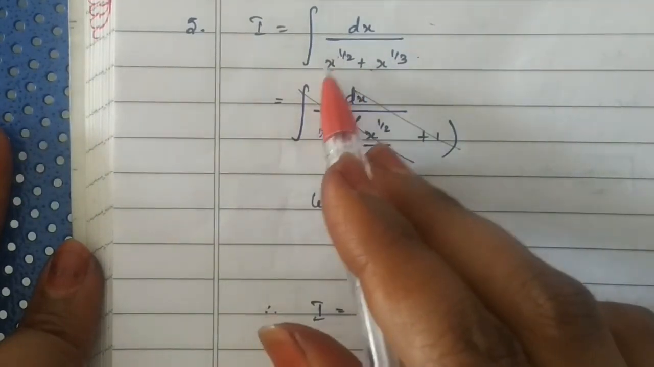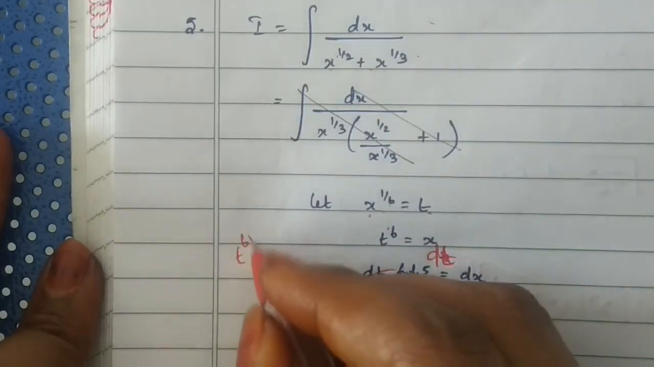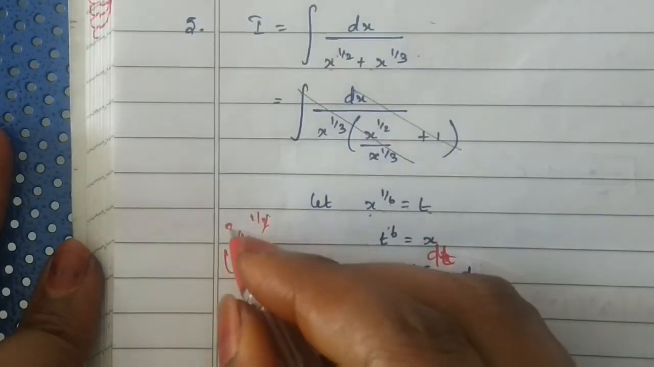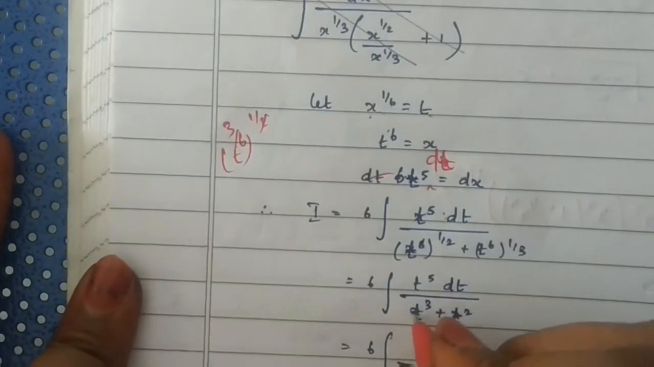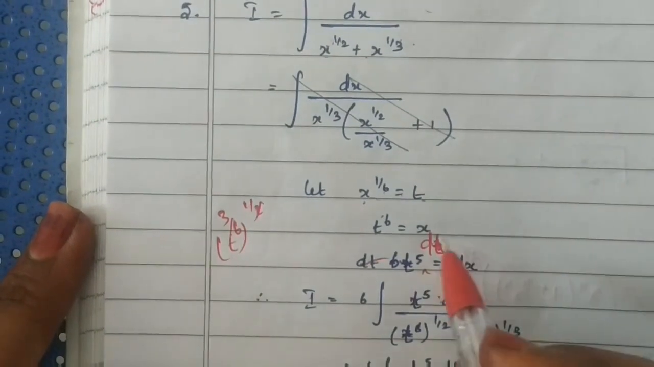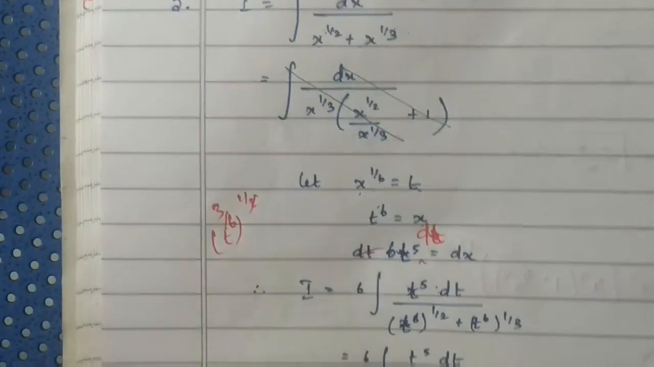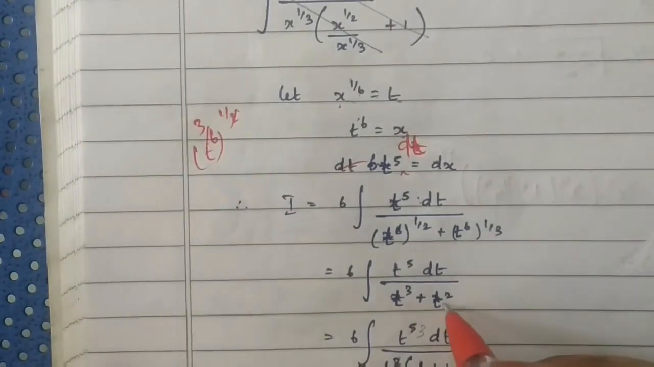Here x power half, in the place of x, what can you substitute? T power 6. Therefore t power 6 the whole power 1 by 2 is nothing but t cube. Now x power 1 by 3, in the place of x when you substitute t power 6, t power 6 the whole power 1 by 3 is nothing but t squared. Therefore you will be getting like this.